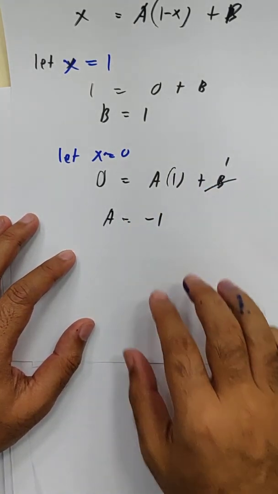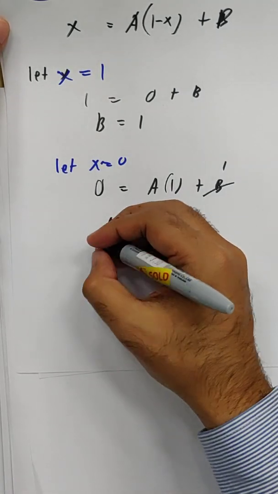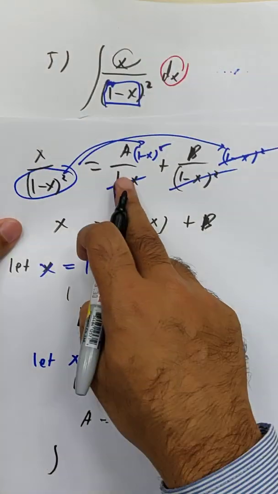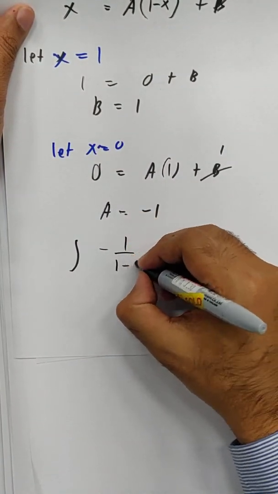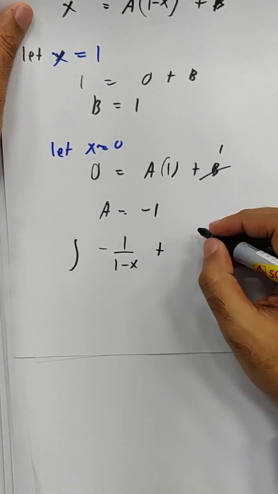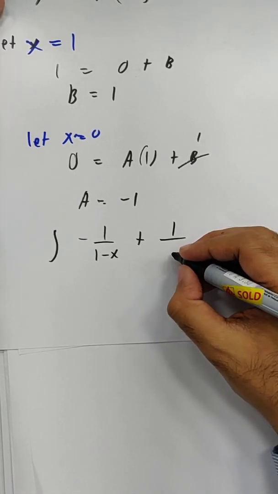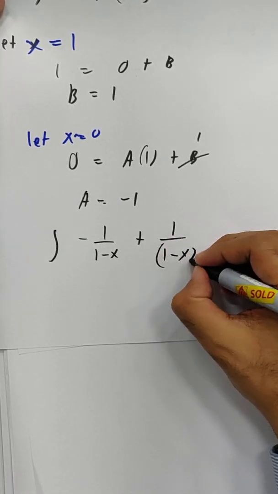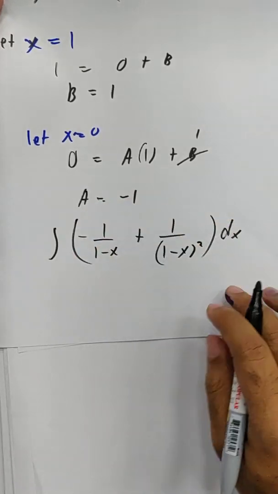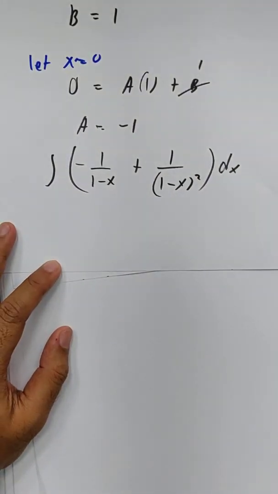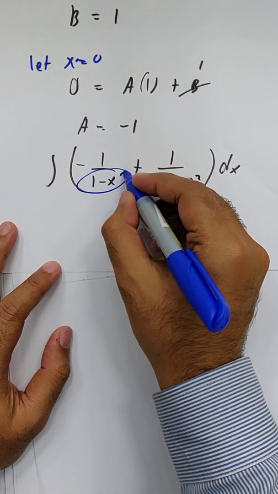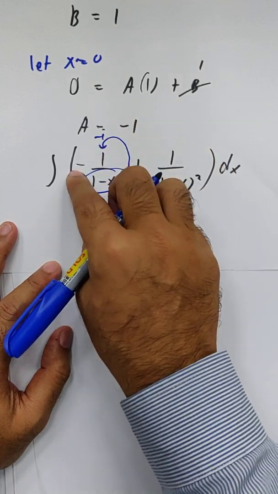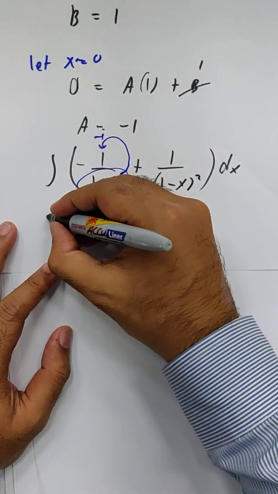Once you got this far, you substitute back into here, which gives you negative 1 over 1 minus x plus b is 1 over 1 minus x squared. Class, are you okay? Now we got ourselves into fractions again. This one differentiate, you get yourself -1, voila, -1. So it's pretty much easy from here.